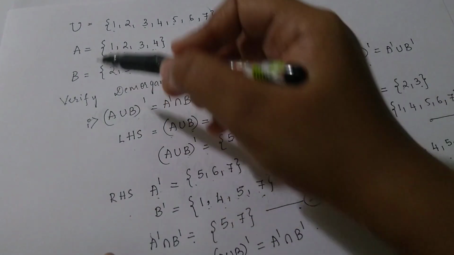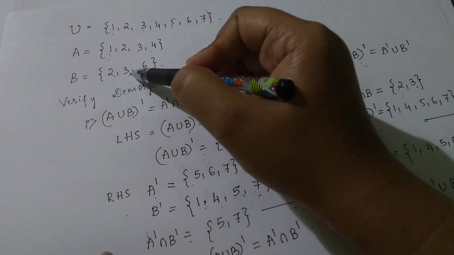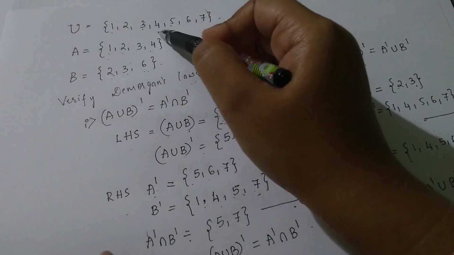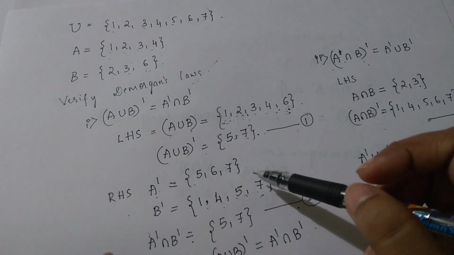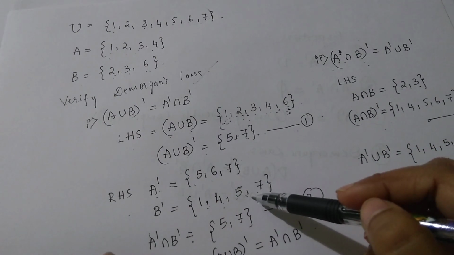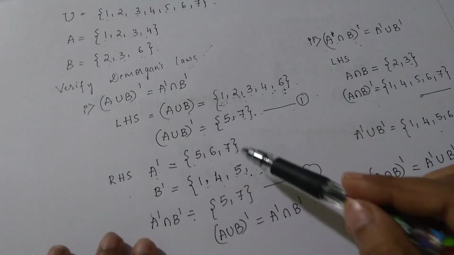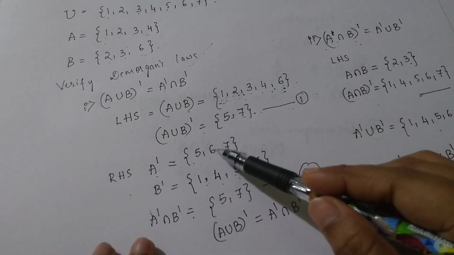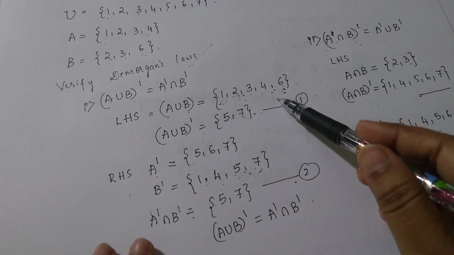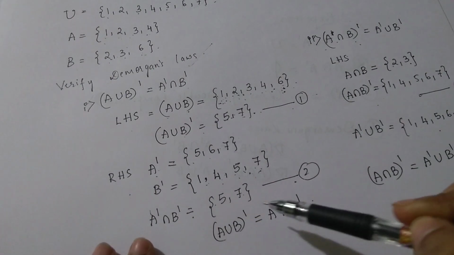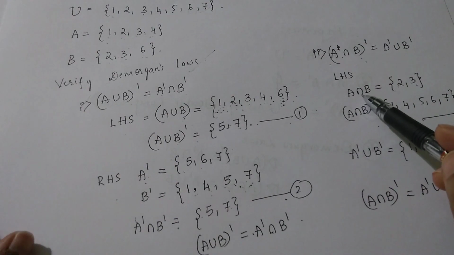So if I want B dash, I have to compare B and U. When I compare B and U, except 2, 3, 6, which are the elements? 1, 4, 5, 7. So this will be your B dash. Now what is there? A dash intersection B dash is there. Intersection means common elements between these two. So 5 and 7 is present. On comparing these two, what happens? The result holds good.